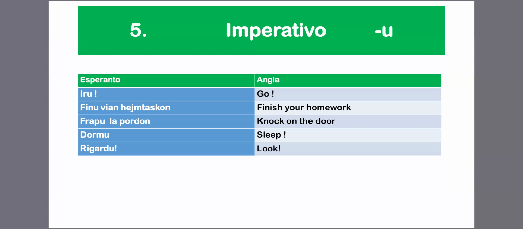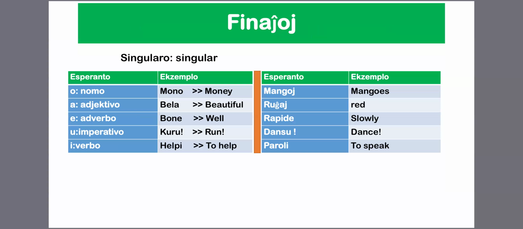Flugu, it's fly, flugu. So you can hear that at the end there is U, which means I'm commanding something to someone. So this is how we can use the imperative in a phrase or in a sentence. So let me also come back to the finajoj.